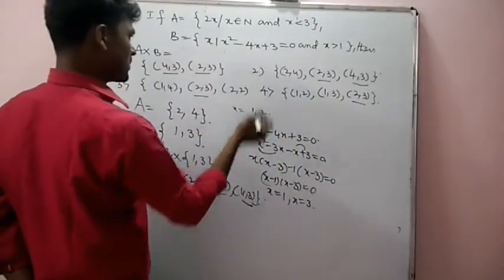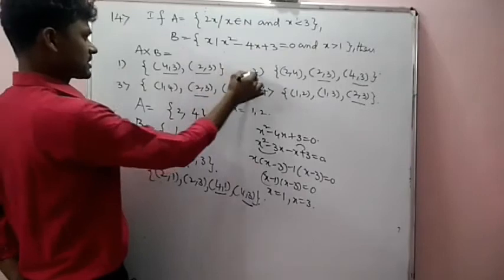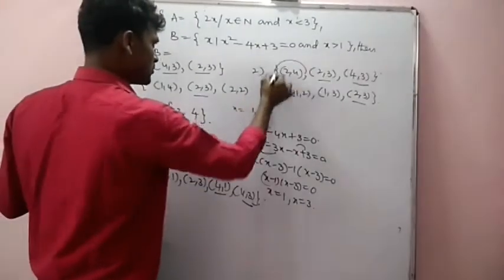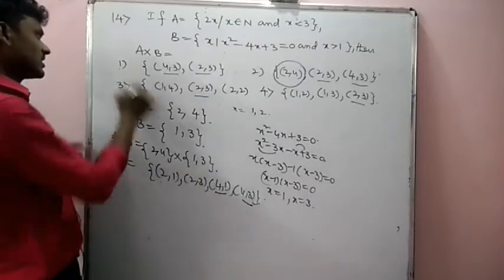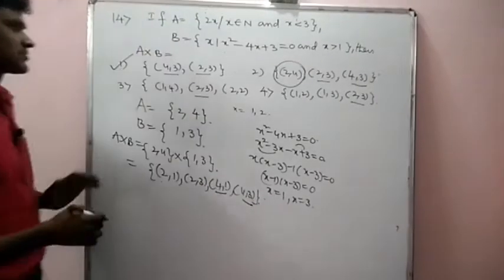Now we have to check the options. Here (2, 4) is given in an option, but in this Cartesian product (2, 4) is not there. That's why the correct option is the first option.